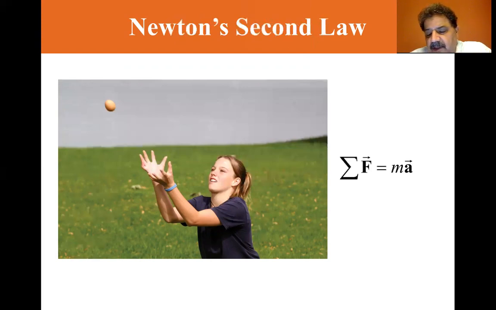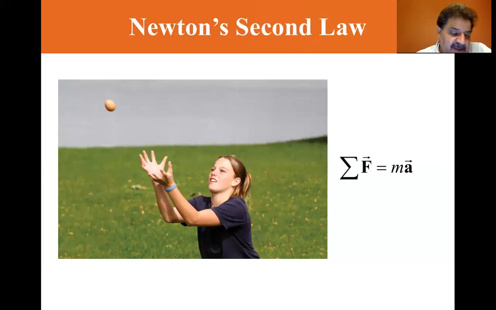Throwing an egg into a sheet is similar. When the egg strikes, the sheet moves in the same direction in response, bringing the egg to a slower velocity over a relatively long distance. We're going to learn later on that this has to do with impulse. So remember that the impulse is force times time, force times delta time. We won't concern ourselves with that right now.